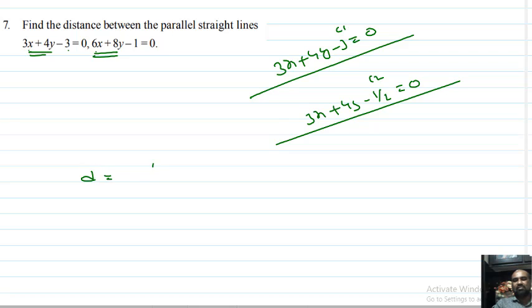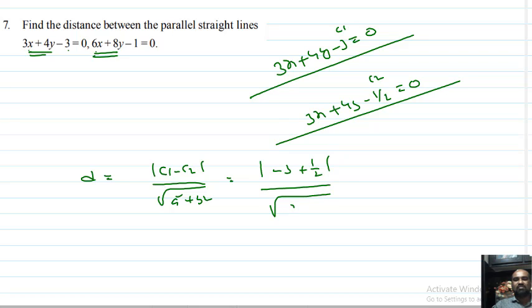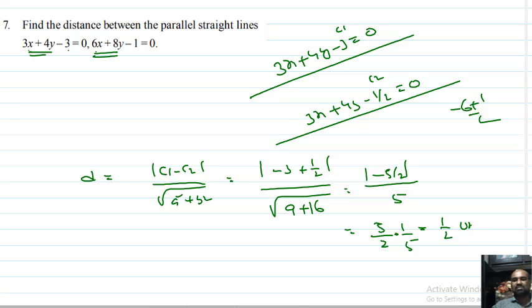Say d equal to mod of C1 minus C2 divided by root over a square plus b square. So mod of -3 minus of minus plus 1 by 2, divided by root over a square 9 plus b square 16, this is 5. So this is -6 plus 1 by 2, that is -5 by 2 with the modulus symbol. So that is 5 by 2 into 1 by 5. That is equal to 1 by 2 units. Therefore the distance between these two parallel lines is 1 by 2 units.